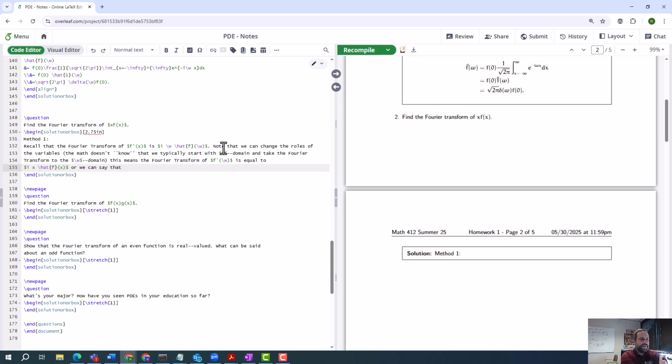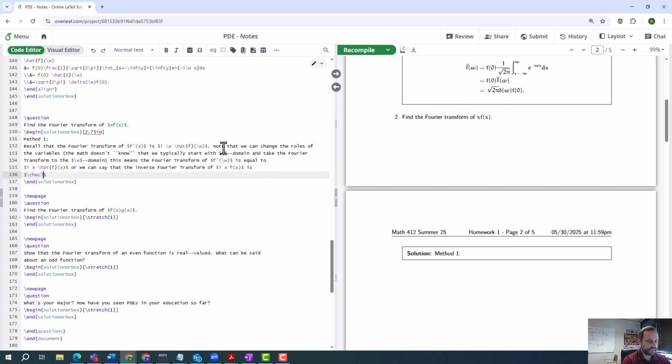if instead of having f here, I have f check, the inverse Fourier transform of f, or we can say that the inverse Fourier transform of i x f of x, because if I do hat and a check, that's just f, is check f prime of omega. Okay, we will use this.